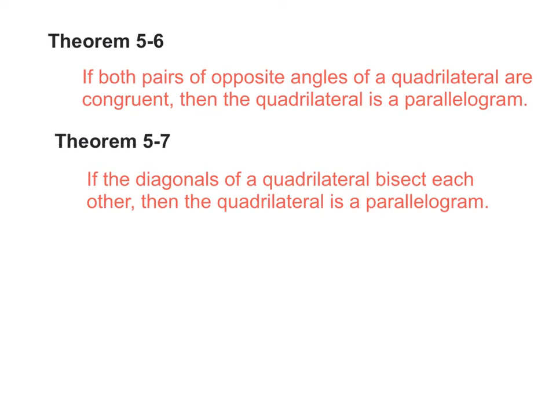So now, as you can see, we have 5 ways to prove that a 4-sided figure or a quadrilateral is a parallelogram. The first is to use the definition, that is, show that both pairs of opposite sides are parallel. The second, show that both pairs of opposite sides are congruent. The third, show that one pair of opposite sides are both congruent and parallel. The fourth, show that both pairs of opposite angles are congruent. And then the fifth and last is show that the diagonals bisect each other. So if you can show any of these, you can prove that the figure you're dealing with is a parallelogram.